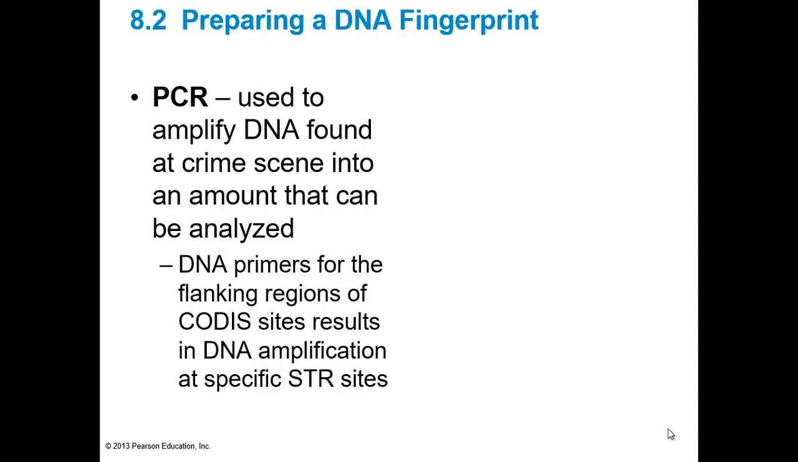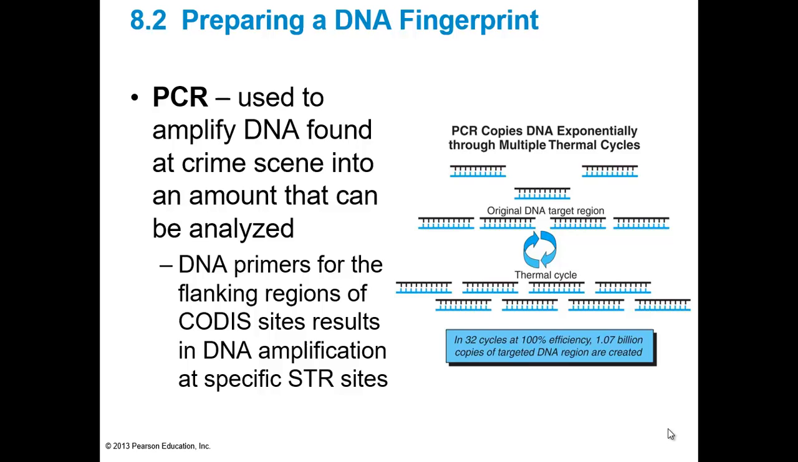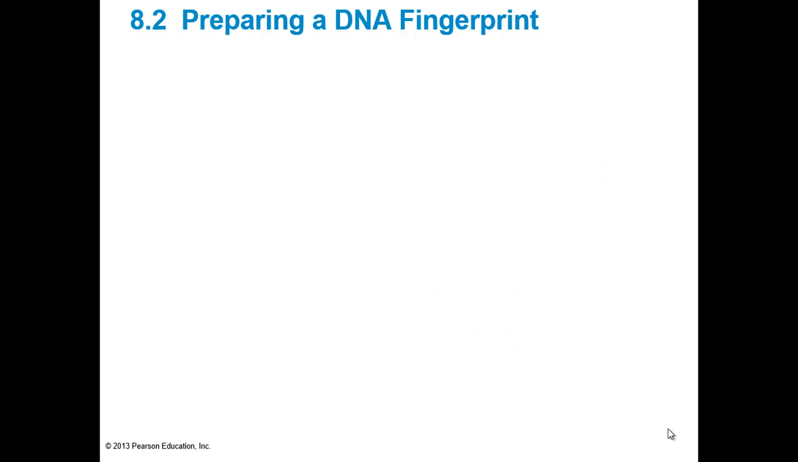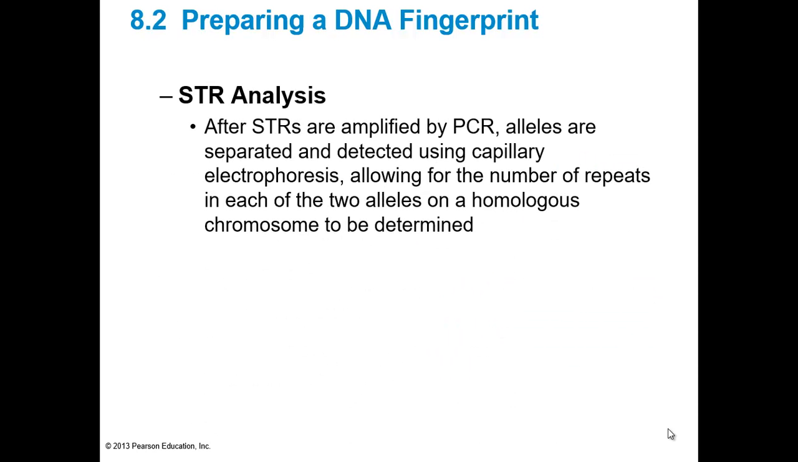So the flanking regions for the microsatellites on the CODIS database, those flanking regions are well known, so you can design your primers in order to do PCR through the 13 CODIS regions. So we just do PCR and get multiple copies, and if we do 32 cycles at 100% efficiency, then we get over 1 billion copies of the targeted DNA.